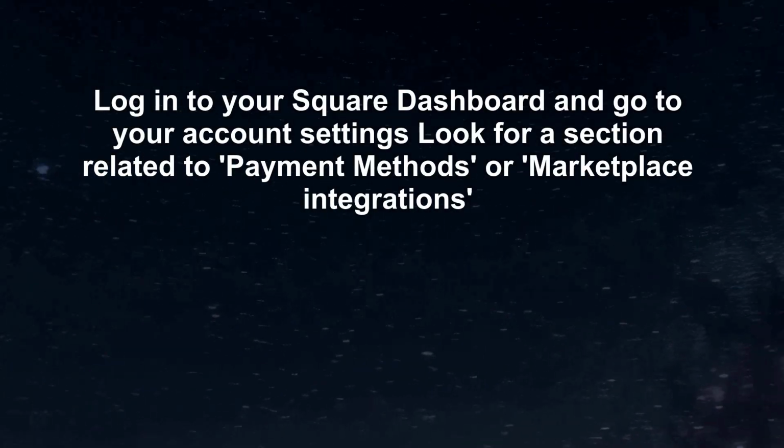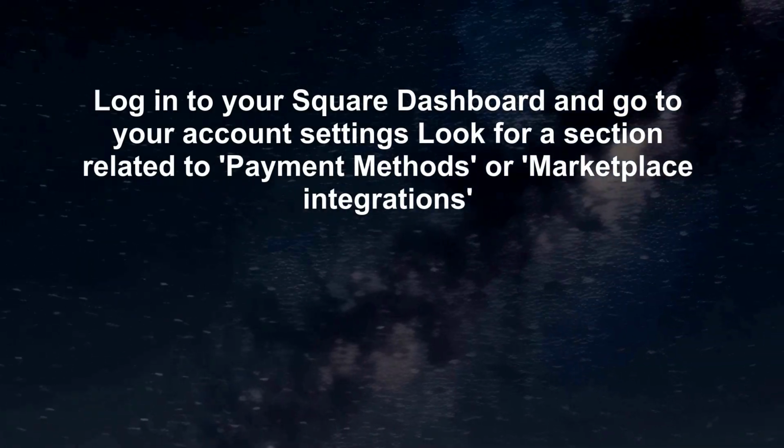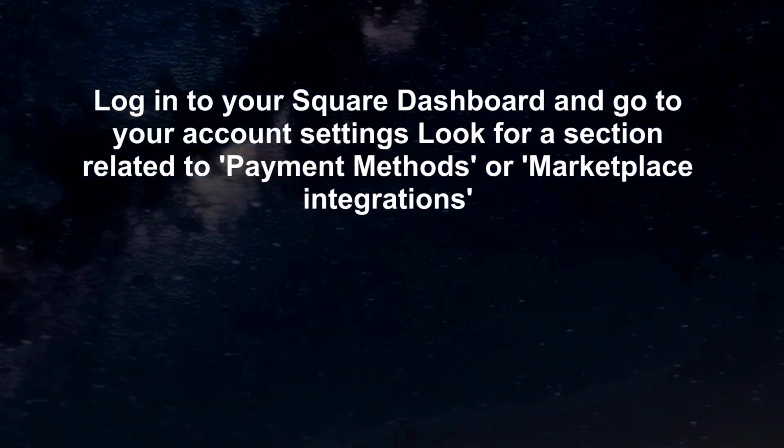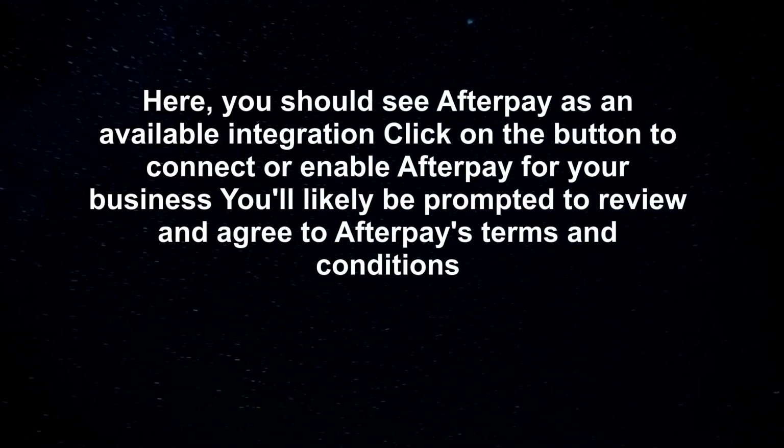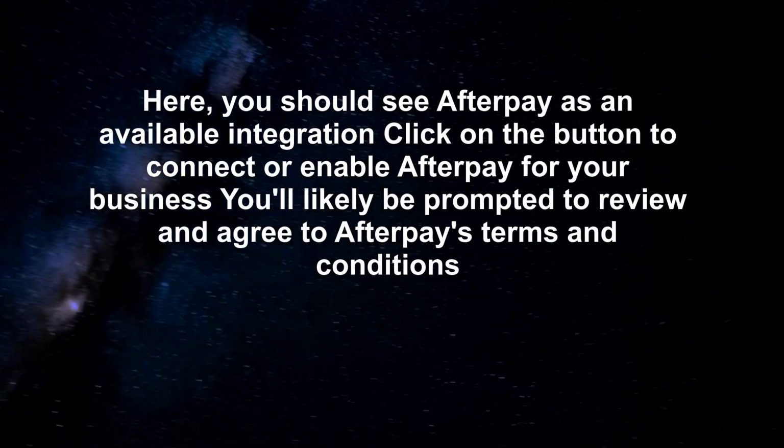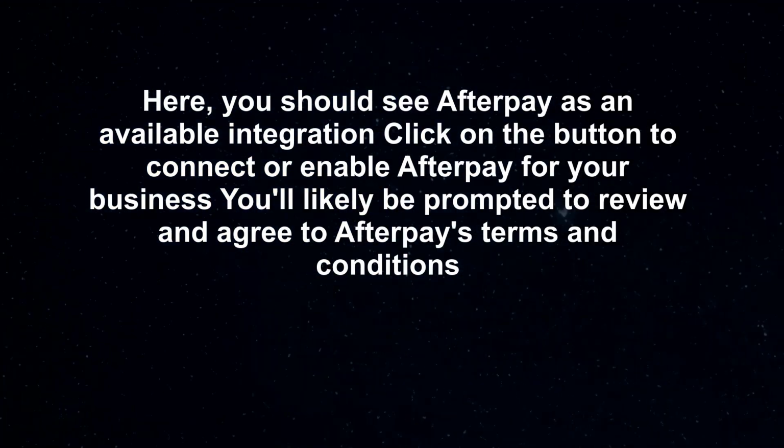Log into your Square dashboard and go to your account settings. Look for a section related to payment methods or marketplace integrations. Here, you should see Afterpay as an available integration. Click on the button to connect or enable Afterpay for your business.